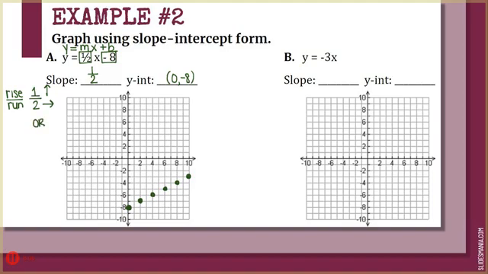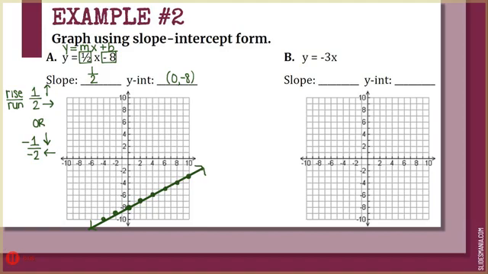Or we also know a negative over a negative will give me a positive as well. So you could also go down 1 and left 2. Down 1, left 2, down 1, left 2. So verify my slope was supposed to be positive. And if I look at my line is increasing or going uphill from left to right. So I know I counted my slope correctly on that one.